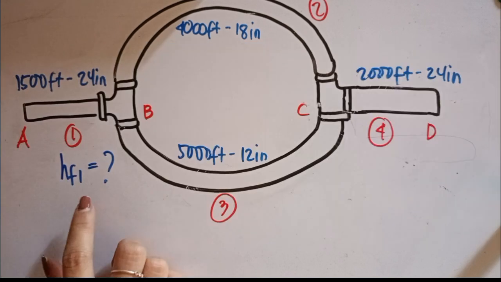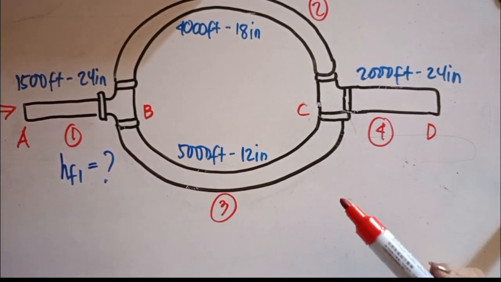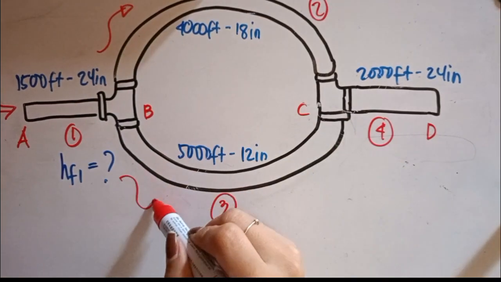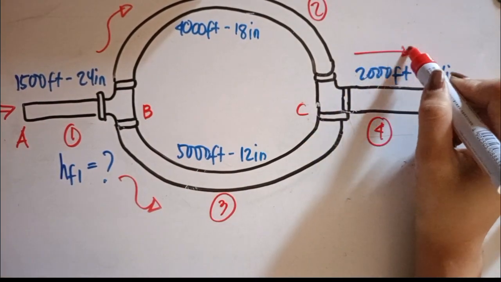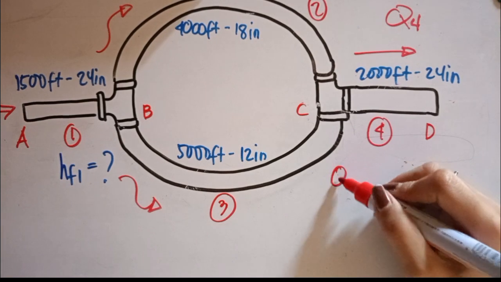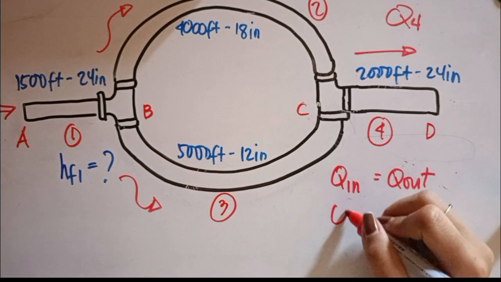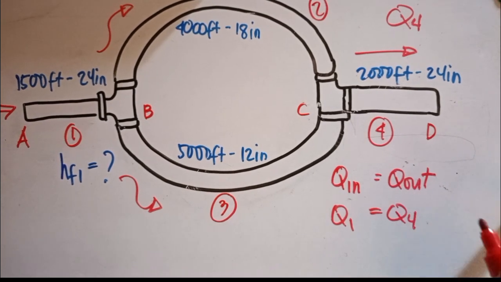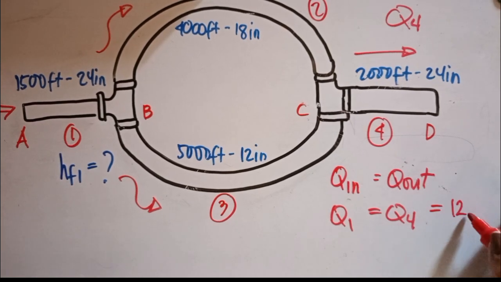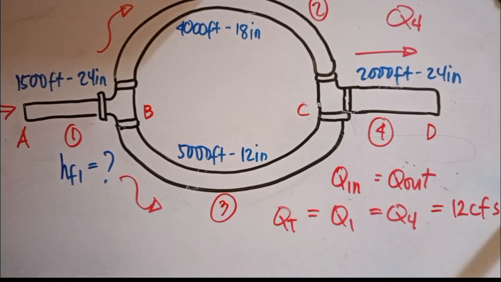So, we are going to find this head loss. And notice that as Q1, as fluid goes in there, it is going to be distributed in pipes or sections 2 and 3, and going out in section 4. So recall that Q in is equal to Q out. So we can say that Q1 is equal to Q4. And we have a given that Q4 is equal to 12 cubic feet per second.